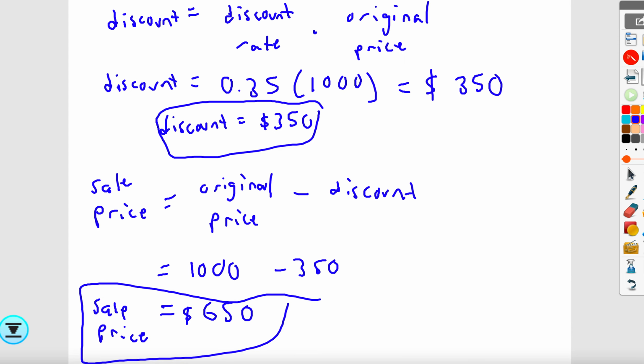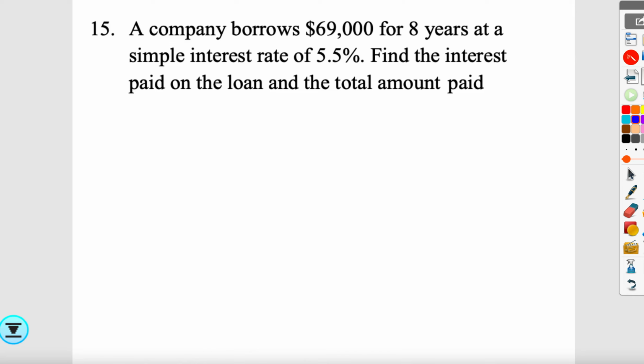All right. A company borrows $69,000 for 8 years at a simple interest rate of 5.5%. Find the interest paid on the loan and the total amount paid. So first things first, we need to know the formulas, right? So the formula is I equals PRT.